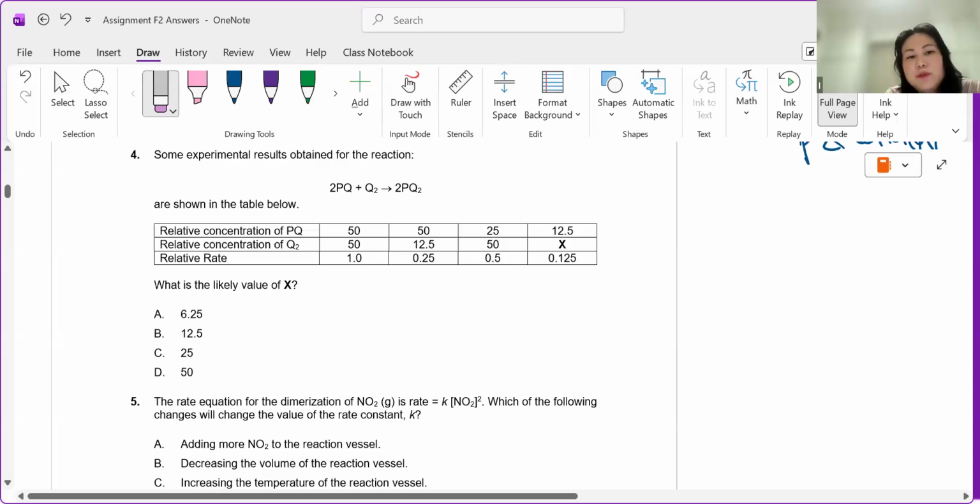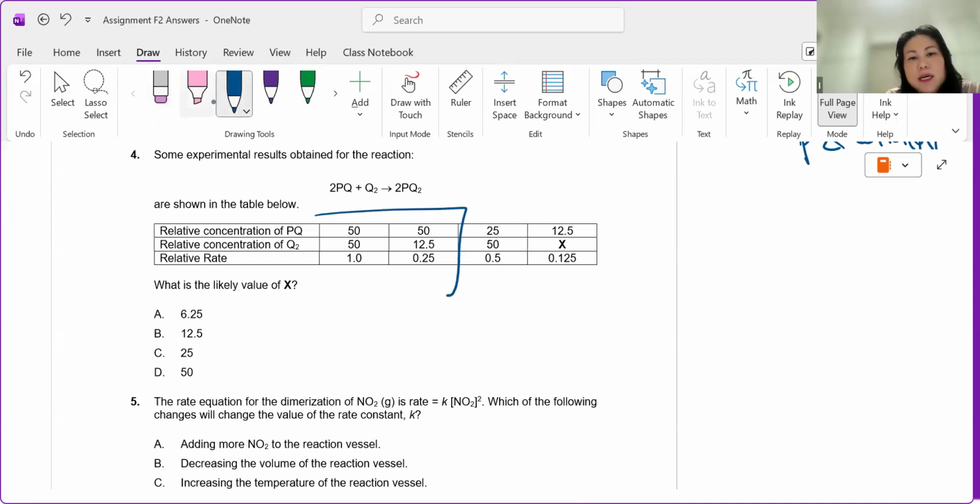If we look at question 4, if we compare these two sets of data, we can see that PQ is constant, whereas Q2 increases by 4 times. And so the rate also increases by 4 times. So the order with respect to Q squared is 1.